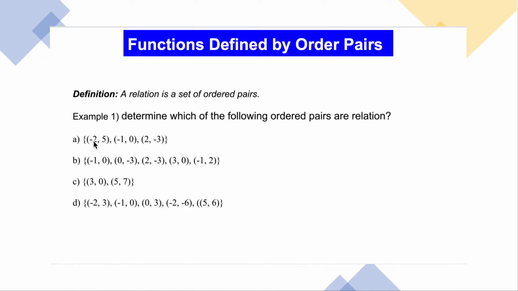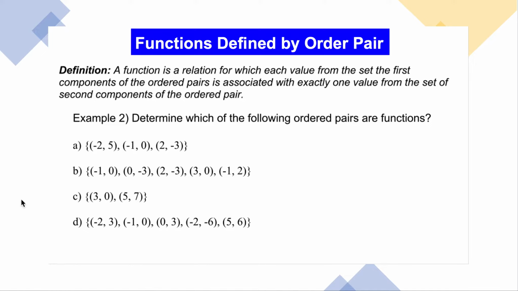In an ordered pair, the first component is the x coordinate and the second component is the y coordinate, if we are talking in the sense of the Cartesian system. So B is an ordered pair, therefore B is a relation. C is the same, a relation, because it's an ordered pair. And D, we already see here, is a relation because it's an ordered pair. So let's go to the next slide.